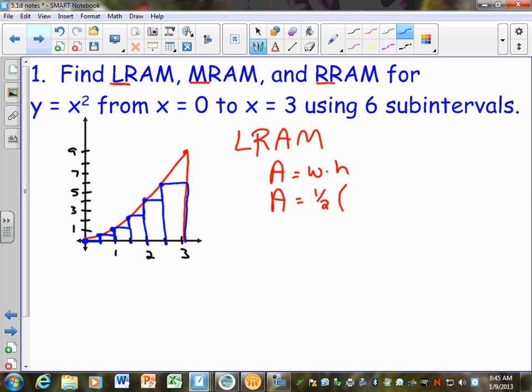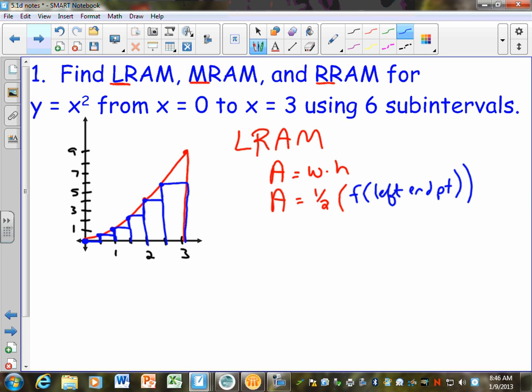So the big thing is you just got to make sure you're using the right point for your height. If you're using the left RAM, you're going to use f of the left endpoint every time. Just like on the midpoint one yesterday, we used the midpoint every time. And you have to plug it into the function because you're actually trying to find the height of the function there. So that's where it's coming from. And again, the picture's great, but once you get this, you don't even have to have the picture to go with it. You just have to know what values you're plugging in.